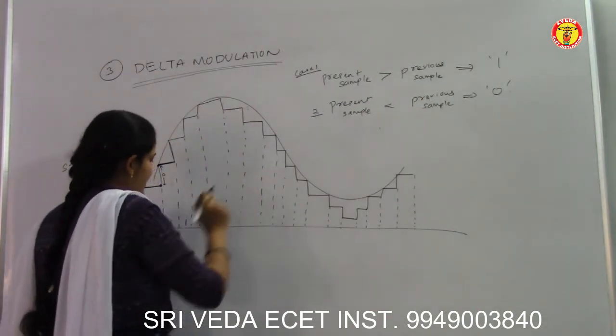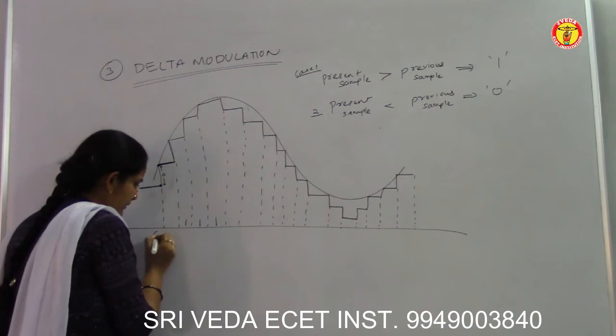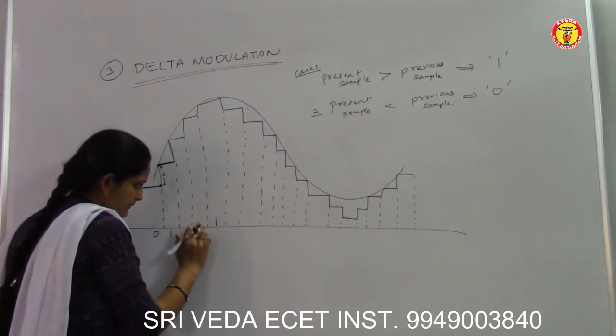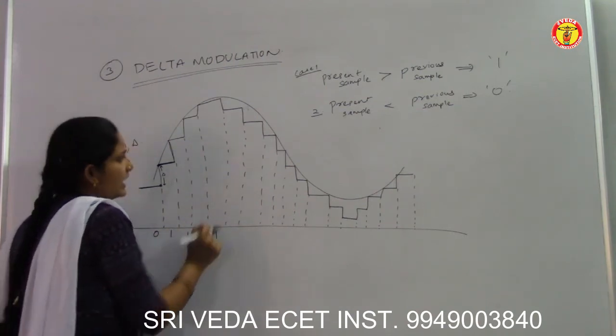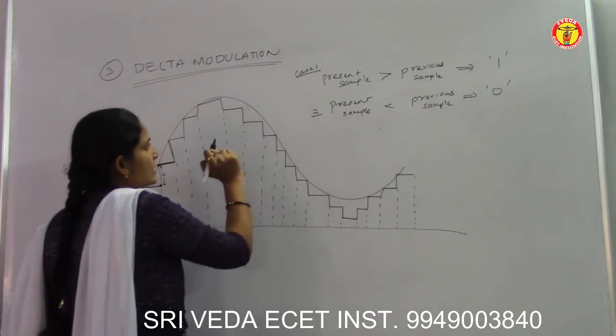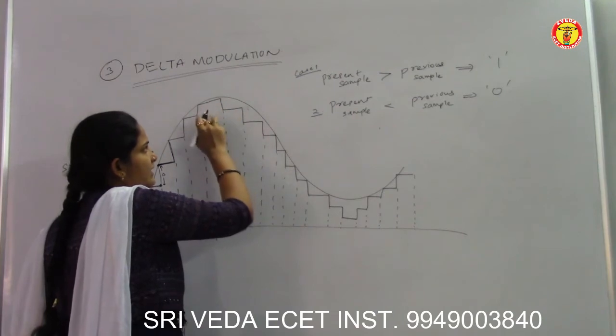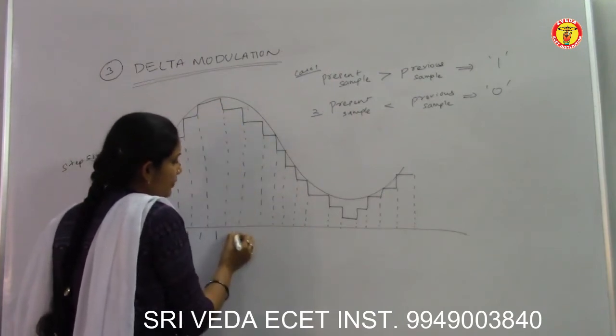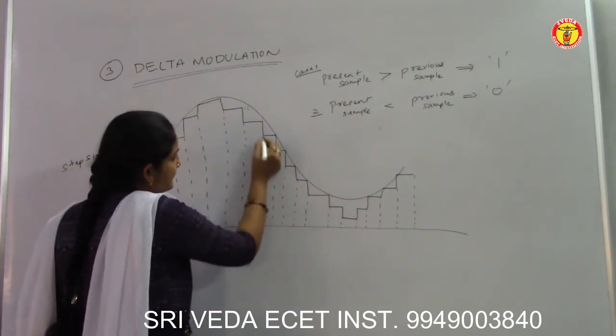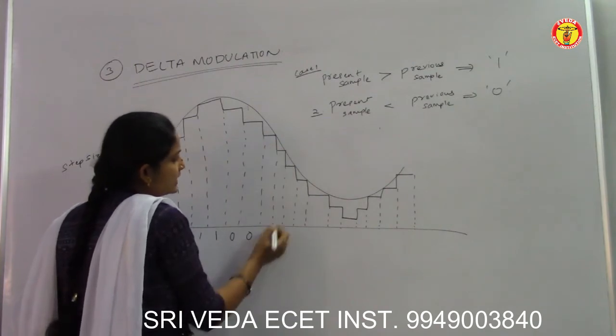So here it is reducing. And 1. Okay, so again it is reducing. So it will see whether my present sample value is greater than or less than the previous one. So it is less than now. So it is 0, and again it is 0. Here it is also reducing, 0.